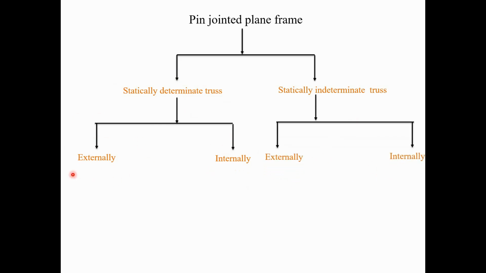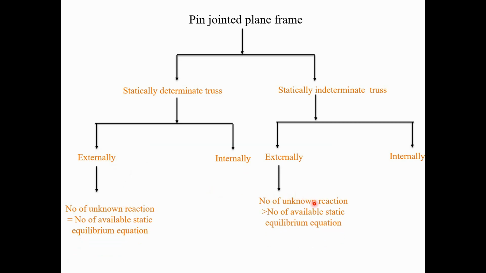So when you check the truss for static determinacy externally, we should have this condition in the truss: number of unknown reactions is equal to number of available static equilibrium equations. Then the truss becomes an externally determinate truss. Otherwise, if this condition is not satisfied, if the number of unknown reactions is more than the number of available static equilibrium equations, then your truss becomes an externally indeterminate truss.